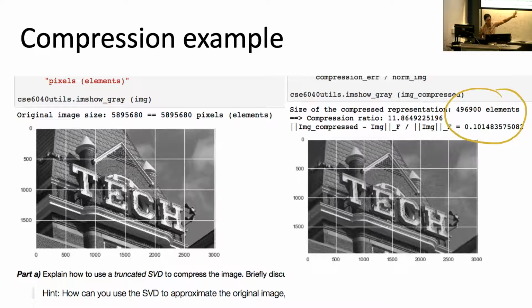But here is a particular setting where we can compress the size of the image by a factor of 10 with only a 10% error in some measure. So we'll talk about what that measure is momentarily.